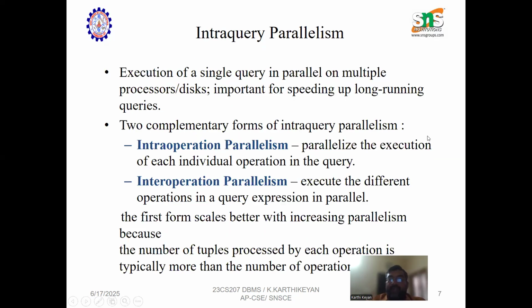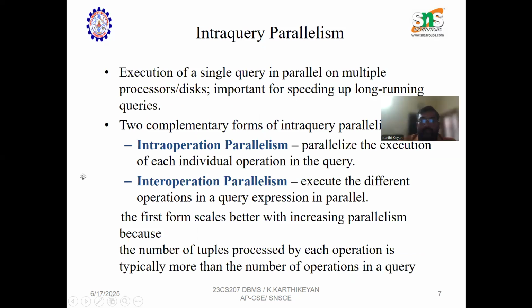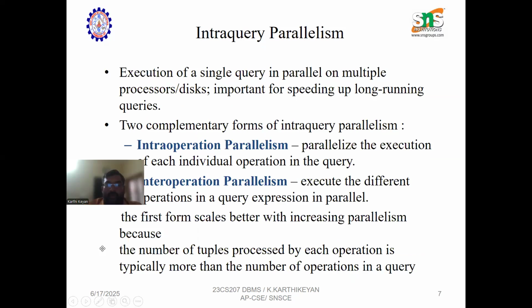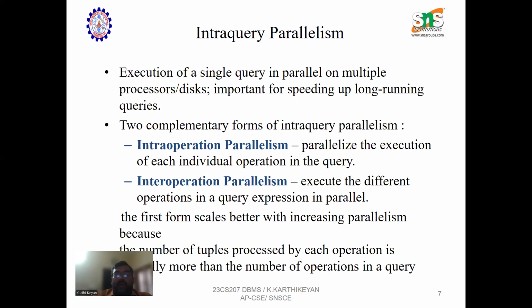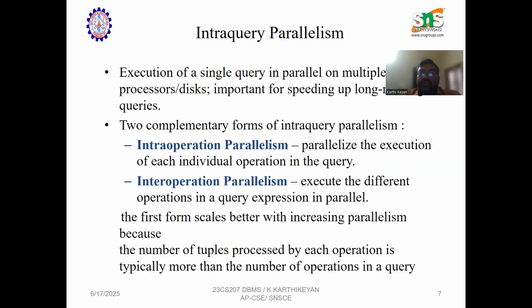So this is intra-query parallelism. It is the execution of a single query in parallel on multiple processors and disks, and is important for speeding up long-running queries. There are two complementary forms of intra-query parallelism: one is intra-operation parallelism, the second is inter-operation parallelism. Intra-operation parallelism is the execution of each individual operation in a query. Inter-operation parallelism executes different operations in a query expression in parallel.